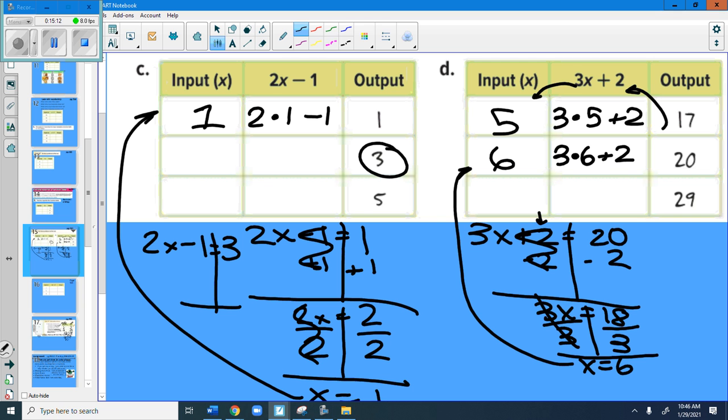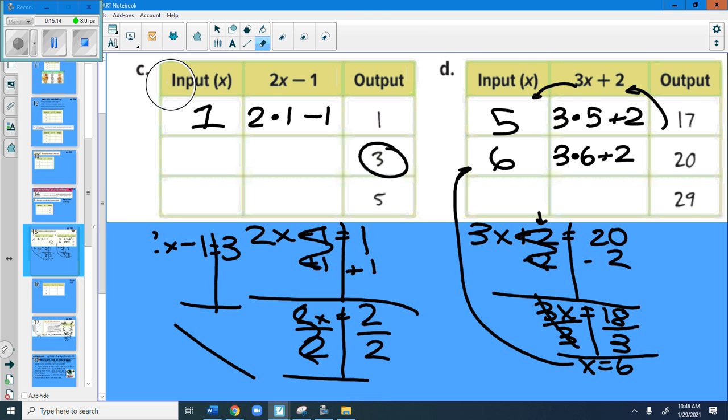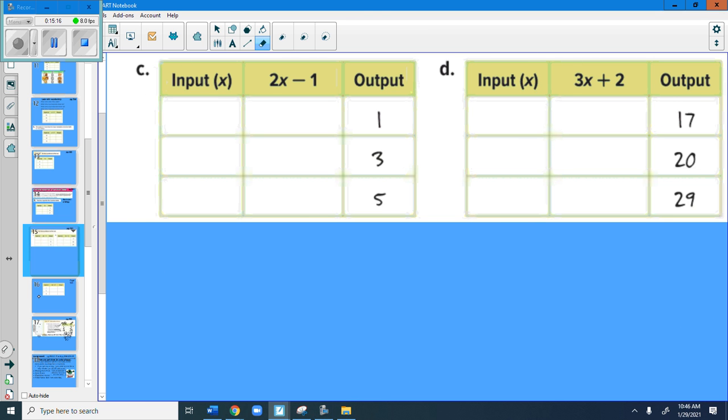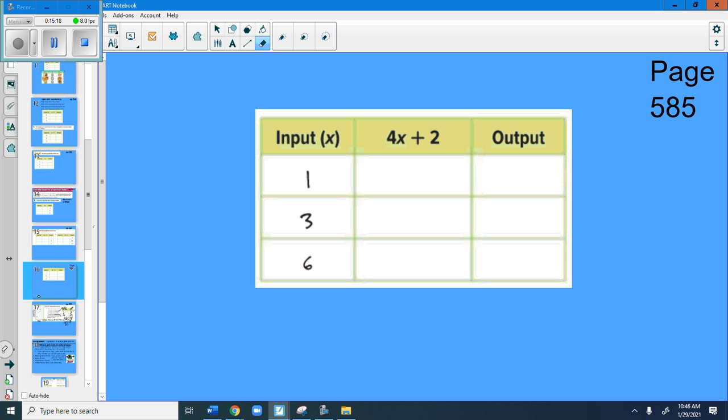Okay. Now please quickly flip to page 585. And do number, I think it's 15 or 14. I can't remember off the top of my head. 15. Please, it'll take you about 30 seconds. Do number 15.